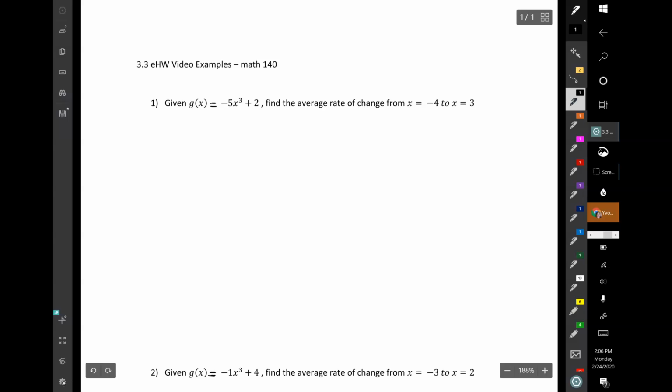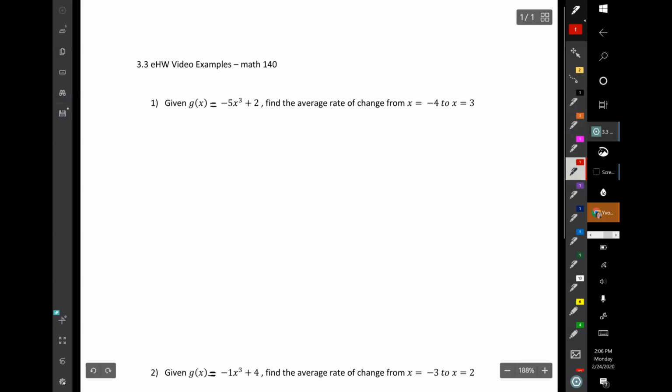So you might be fine with these, and you can just do these for extra practice if you already got your homework done, or just skip over it. That's fine, it's optional. The first thing I want to do is write down my formula.